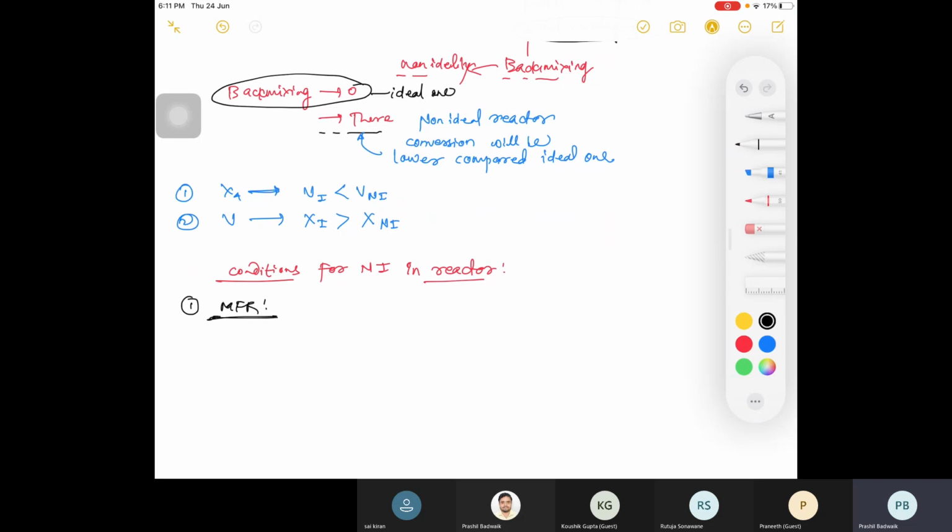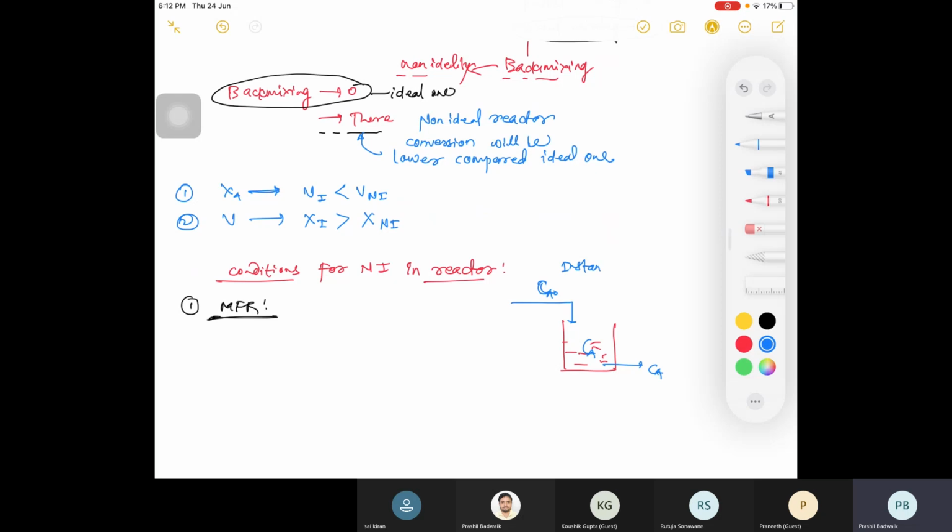MFR में हमने क्या assume किया था? Infinite mixing or instantaneous mixing assume किया था. That means this is your reactor, this is your concentration inside. Suppose Ca, outlet concentration is Ca. This is your Ca naught that is coming in. So infinite mixing or instantaneous mixing assumptions.